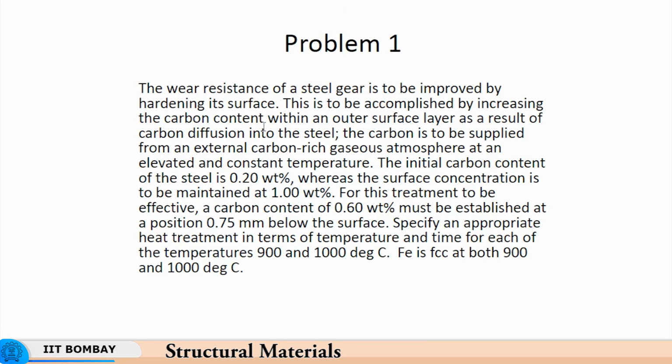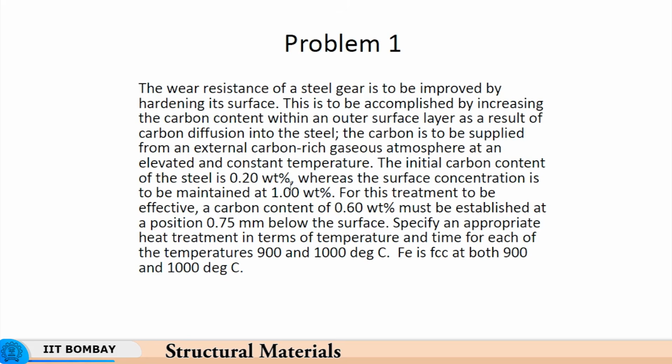So this is to be accomplished by increasing the carbon content within an outer surface layer as a result of carbon diffusion into the steel. This is the case of case carburization. The carbon is to be supplied from an external carbon-rich gaseous atmosphere at an elevated and constant temperature. So the temperature is very high, maybe 1000 to 1100 degrees centigrade, 1200 degrees centigrade, and it is maintained constant. So the diffusion of carbon occurs at very high temperatures. The initial carbon content of steel is about 0.2 weight percent, whereas the surface concentration is to be maintained at 1 weight percent. So you want to raise the surface concentration to 1 weight percent.